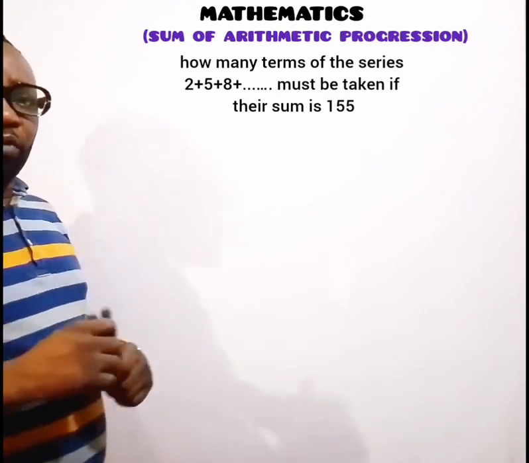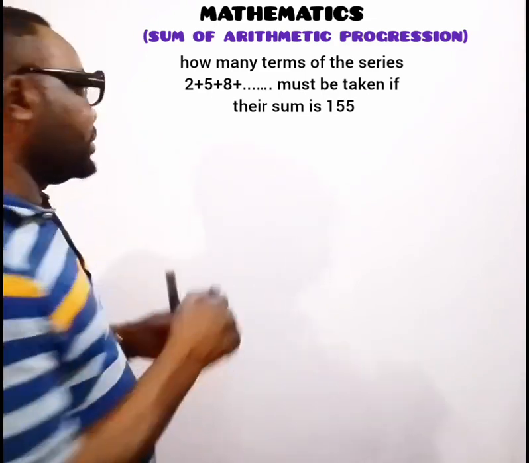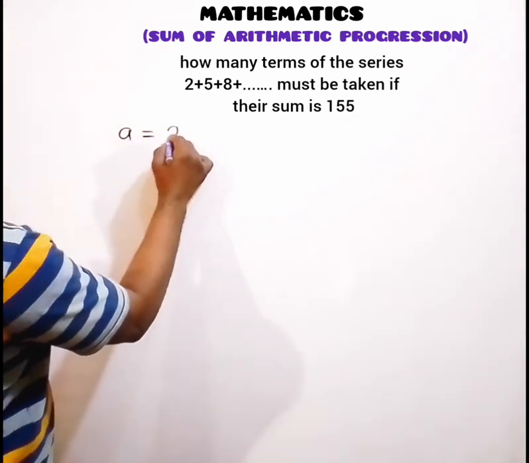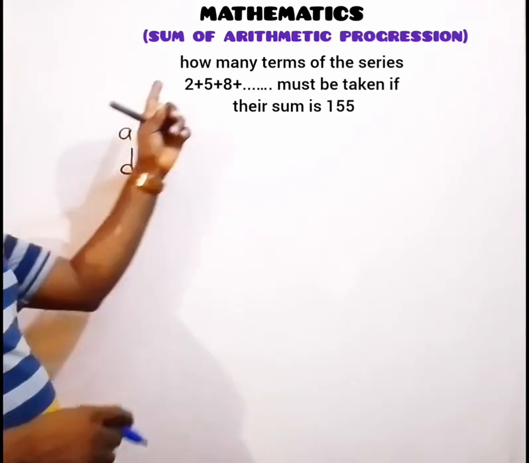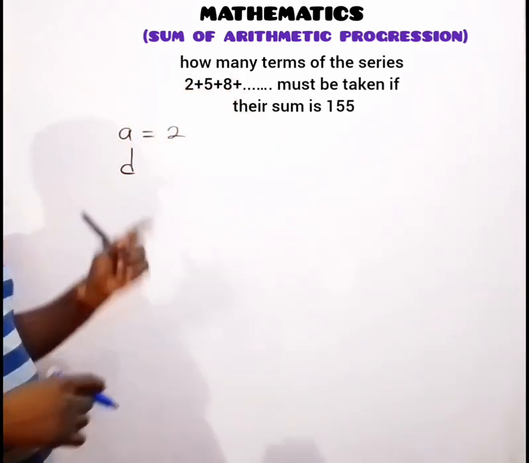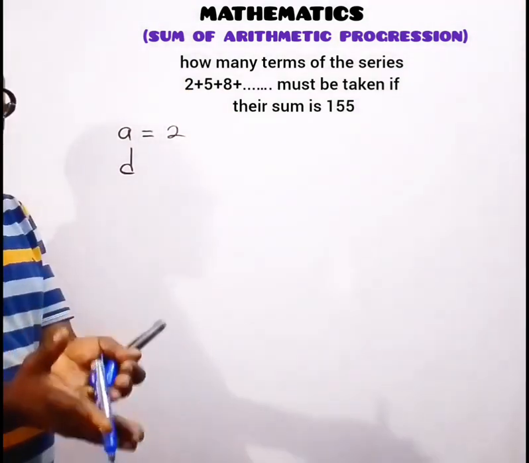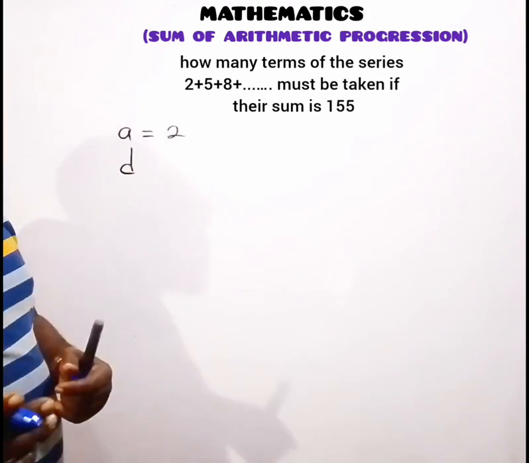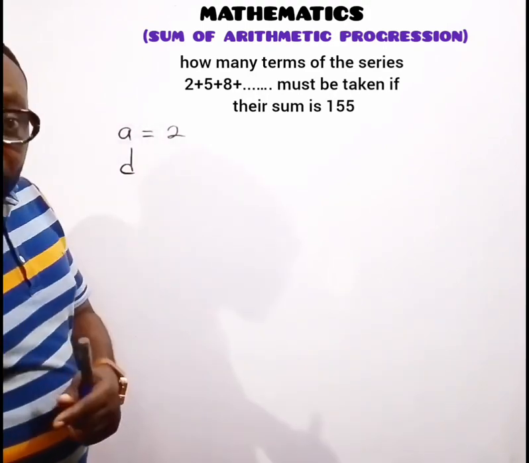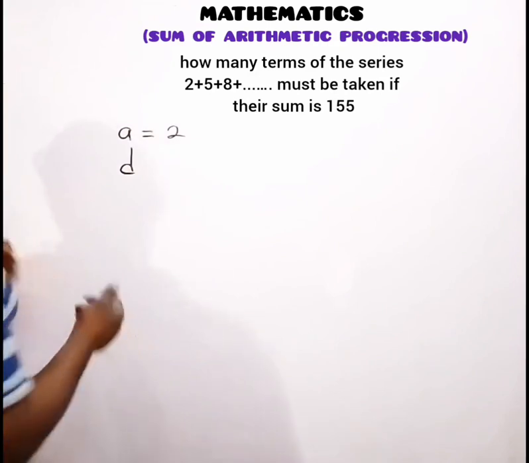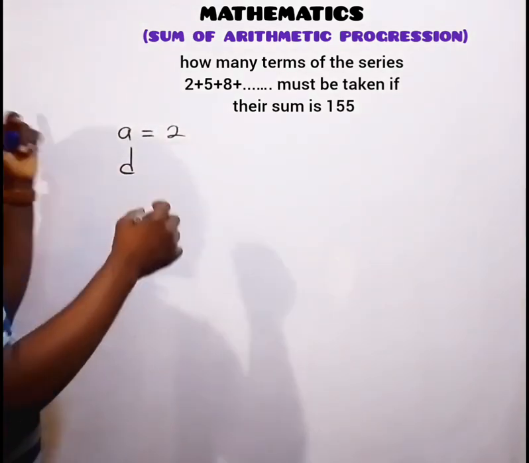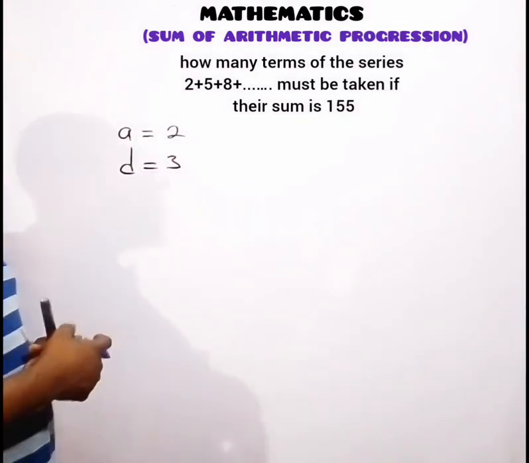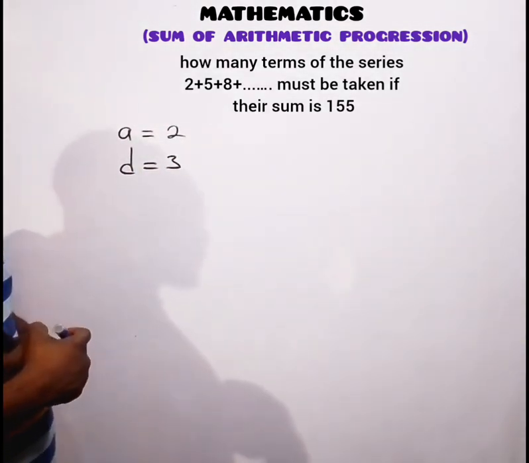Now, we have been given the value of our first term, a, which is equal to 2. The common difference is the second term subtracted from the third term, or the first term subtracted from the second term. We are going to have the same value. 2 from 5 gives us 3. Also 5 from 8 gives us 3. So the common difference is 3.